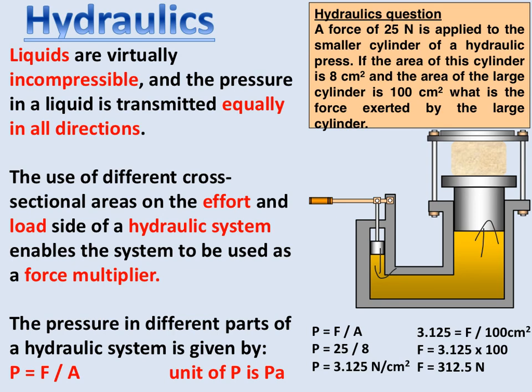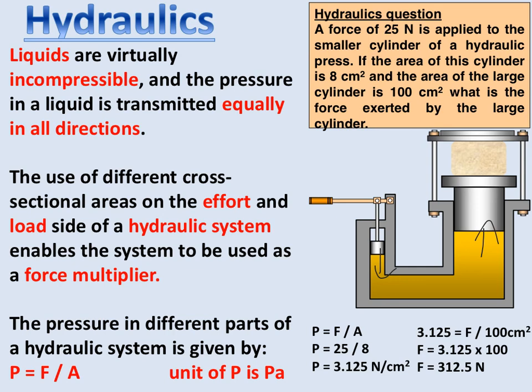So by having a smaller cross-sectional area here where I apply my force, I can get a larger force acting on the load side over on this side here. To work these questions out then, pressure is equal to force divided by area. That's the unit you've got there. And the unit of pressure is pascals, or Pa.